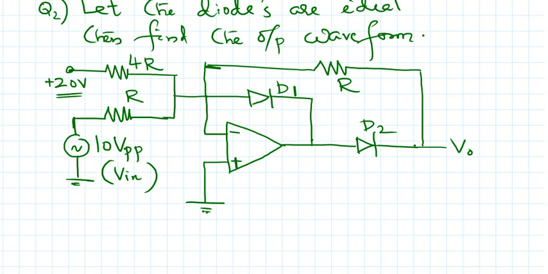Please draw the circuit, and then just draw the output waveform. Try to draw the output waveform. Okay, what will happen in the positive cycle and what will happen in the negative cycle? You just try to draw. Okay, hope it is clear. I hope it is clear. Try drawing the output waveform yourselves.